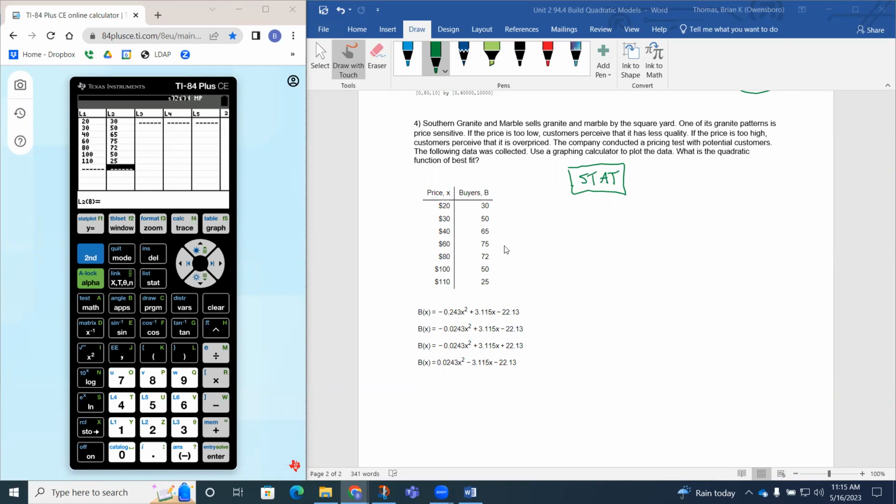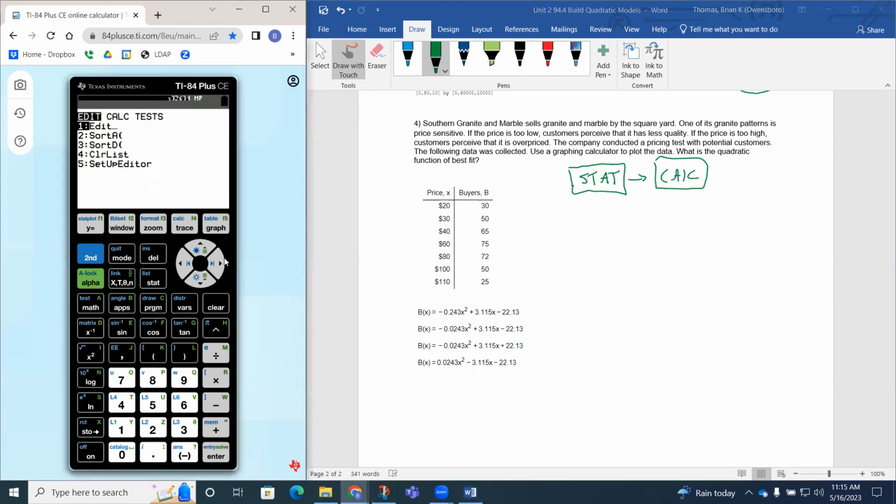Now, to do the quadratic function of best fit, all we have to do is go to stat and then slide over to calculate. So hit stat, slide over to calculate, and number 5 is quad regression. So if I have L1, L2, that all looks good. Just go down to calculate, and that gives us our values there.